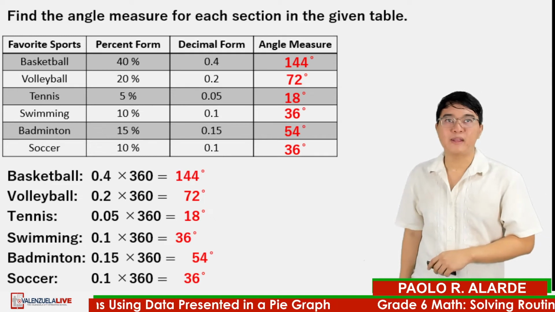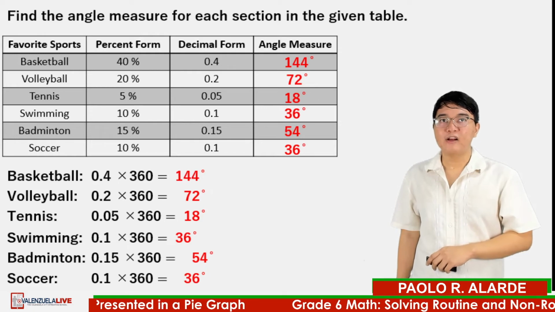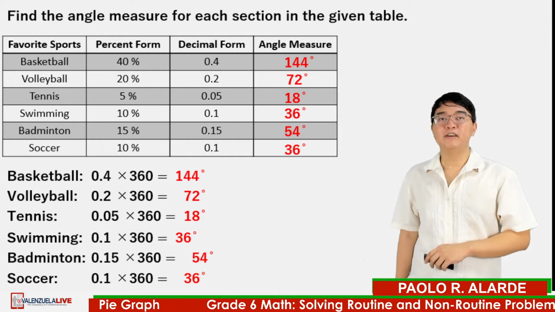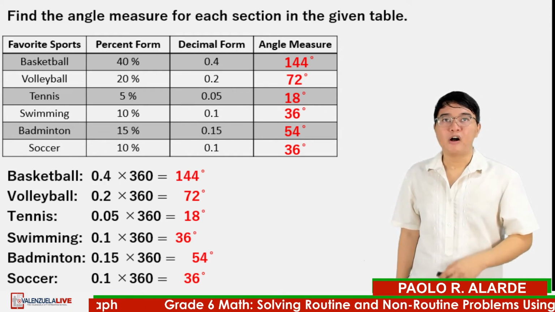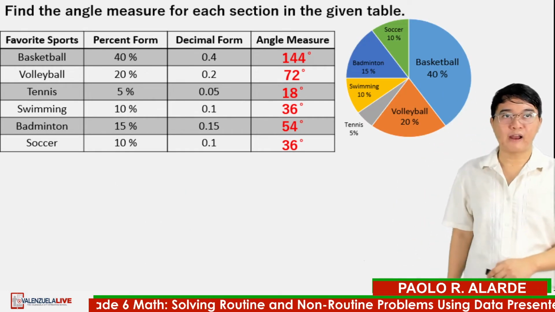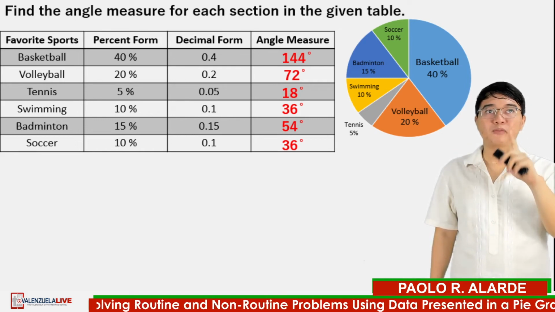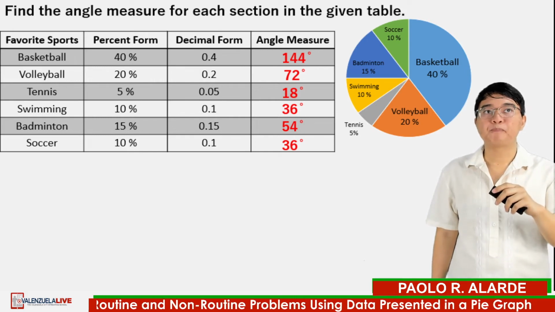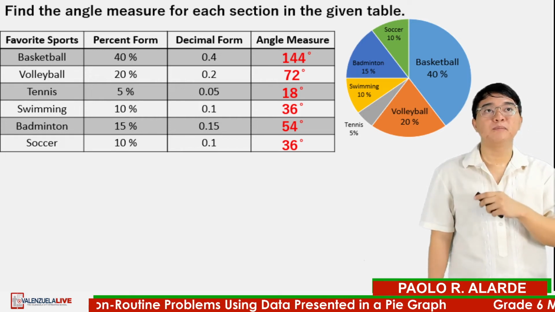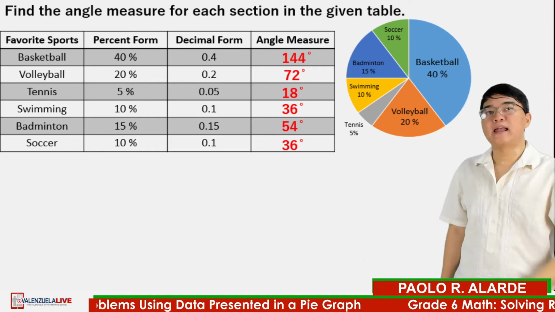And what have you noticed about the angle measure? Okay, so the total of the angle measure is 360 degrees. So 360 degrees, again, is the degree measure of one revolution of a circle. So this is the pie graph of the given table. So for the favorite sports, we have basketball 40%, volleyball 20%, tennis 5%, swimming 10%, badminton 15%, and soccer 10%. So this is how the pie graph will look like.